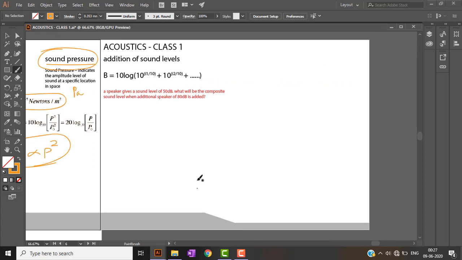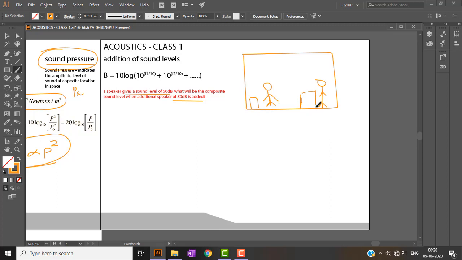So that was a bit of theory. And the last topic for today's class: what will be the addition of sound levels? Consider a speaker that gives a sound level of 50 decibels. What will be the composite sound level when an additional speaker of 80 decibels is added? Consider yourself in a room, listening to some music with a speaker of 50 decibels. Suddenly your brother or sister comes in with an additional speaker of about 80 decibels. So what will be the composite sound produced, and how much in intensity level will it be?